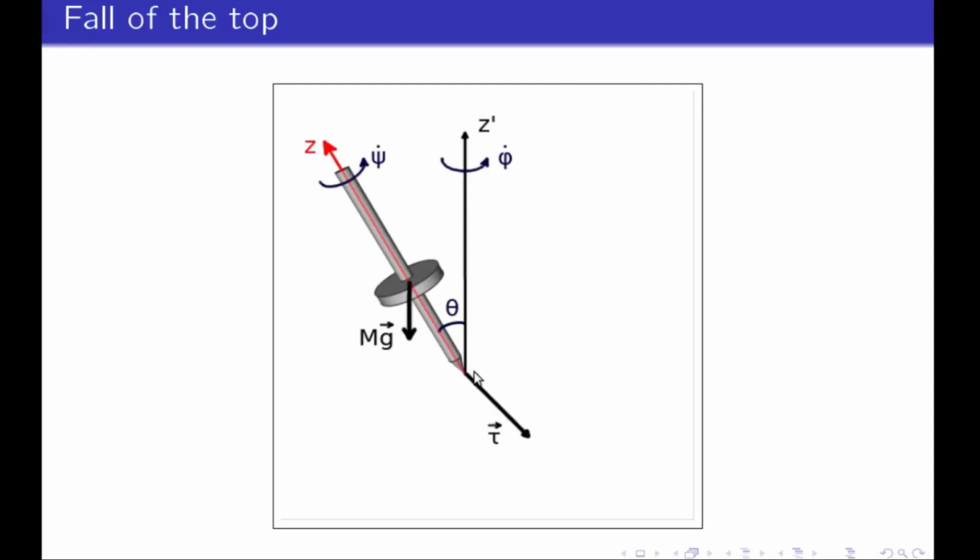Since we have obtained this torque from the cross product, this torque is perpendicular to both z and z prime axes, and naturally it is perpendicular to Lz and Lz prime, which means that it doesn't change their magnitude. Their magnitude changes due to the dissipative effects only.